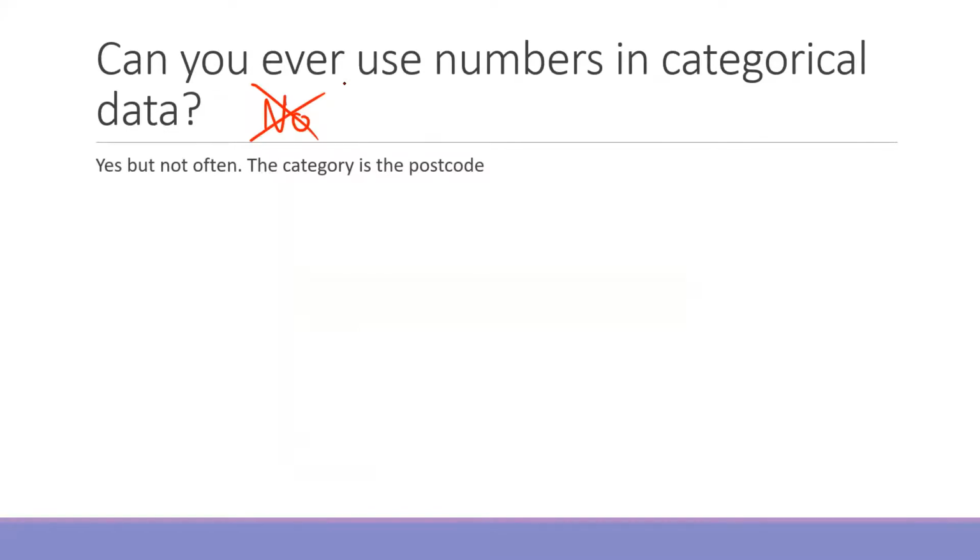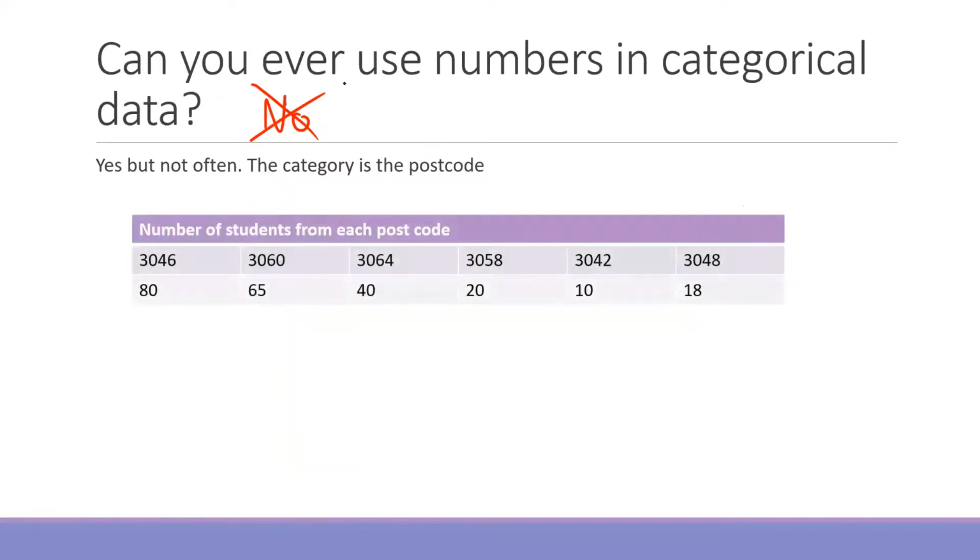The category is postcode. Once you look at these, this is the number of students from each postcode. So we've got 3046, 3060, 3064, 3058, 3042, 3048. These are different postcodes. Do you guys recognize any of these postcodes? Is any of these your postcode? Because I actually can't recognize any of them. It's been a while since, I think, 3048.